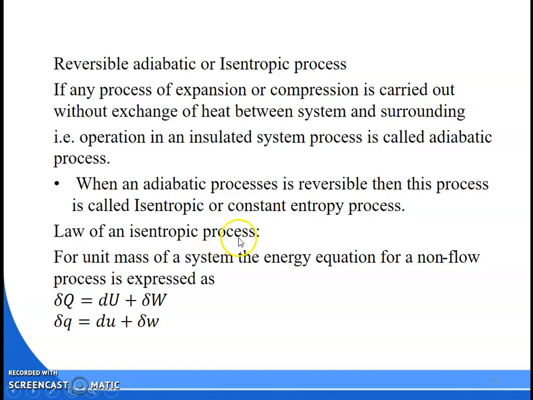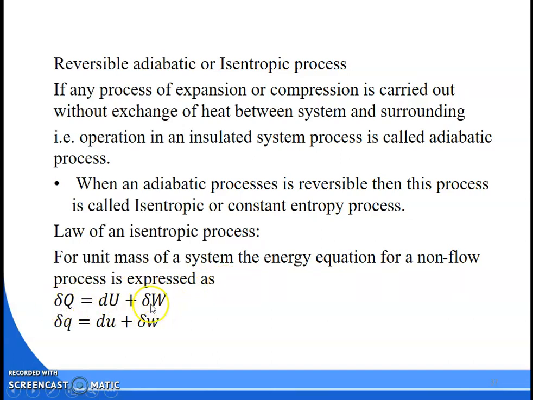Okay. Law of an isentropic process. What is the law of an isentropic process? Many times the question will be: derive the law of an isentropic process. Pv to the power gamma is equal to constant, that we have to derive. For unit mass of a system, the energy equation for a non-flow process is expressed as del Q is equal to du plus del W.